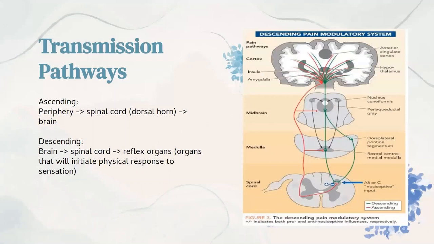These axons both transmit signals through a similar pathway, from where they are located in the periphery to the dorsal horn in the spinal cord. Pain signals are then passed on through the spinal cord to the central nervous system and the appropriate areas in the brain. This pathway can be either ascending or descending. An ascending pathway will follow what I just mentioned, carrying sensory information from the body via the spinal cord to the brain, while descending pathways would carry sensory information from the brain via the spinal cord to reflex organs, simply meaning organs that will initiate a physical response to the sensation.